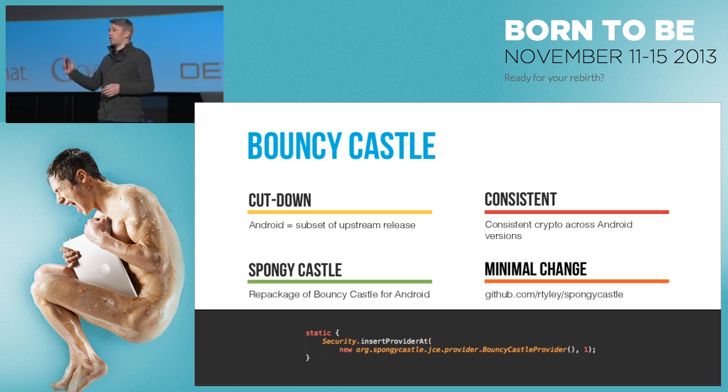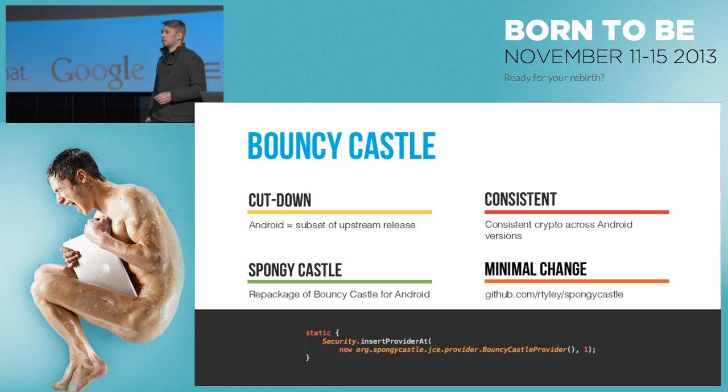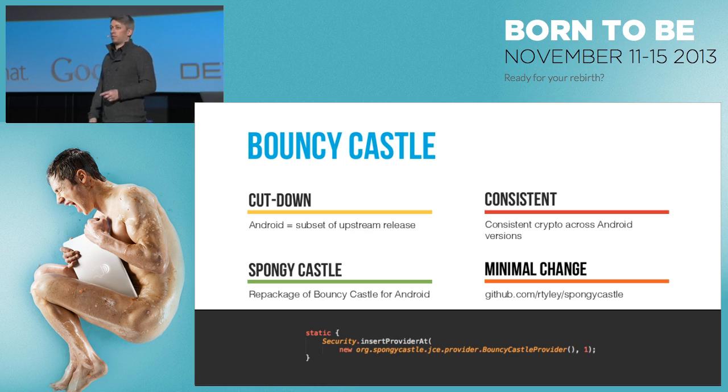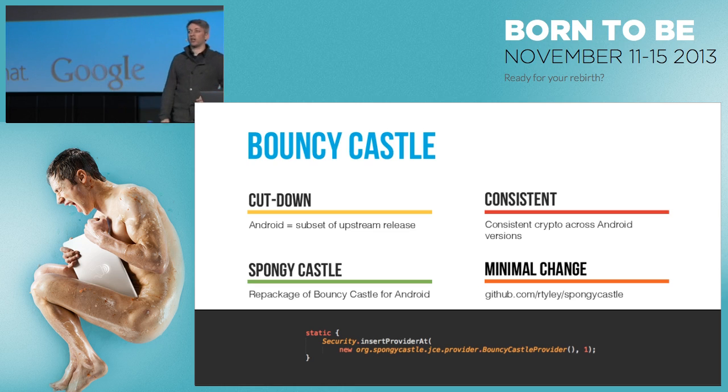But if you want to save the trouble of doing it yourself, there's an excellent project called Spongy Castle, which is basically just doing the work for you. It's a repackage, it's a rename. They provide Maven artifacts and so on for you, so it's very handy. In 2 minutes' time, you can switch from the platform-provided Bouncy Castle to a very recent version of Spongy Castle. And basically, it's very simple to implement. It's only one line. You instrument the security class to use your new Spongy Castle classes instead of the Bouncy Castle that came with the platform. And at this point, then, you have a recent crypto package for your application.